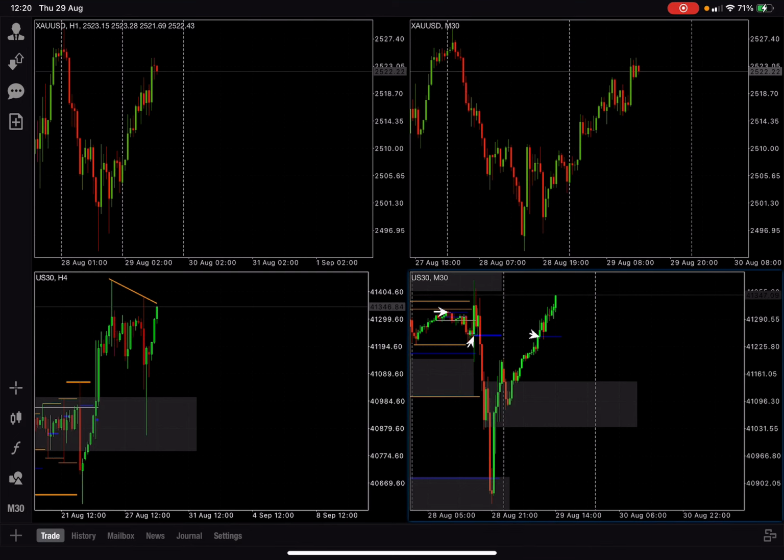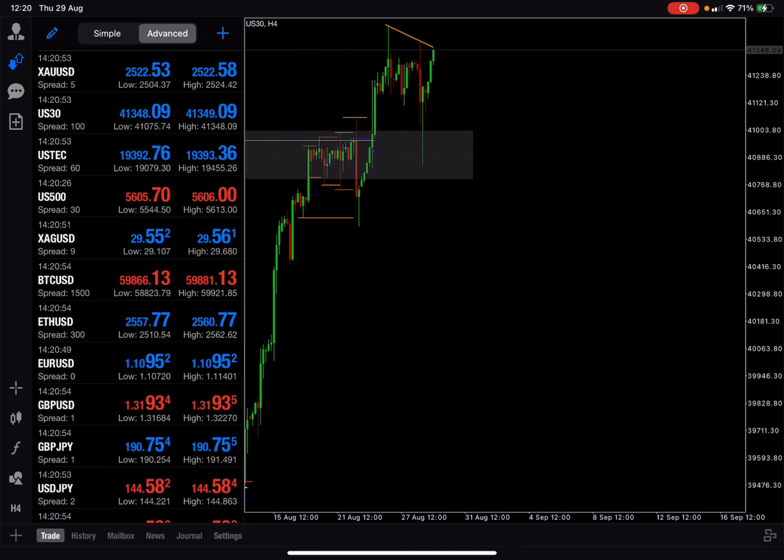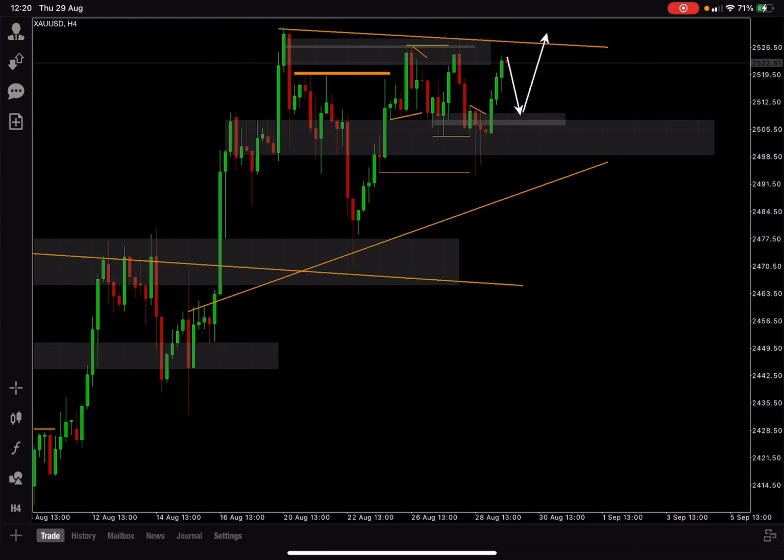So we're going to go over gold and US30 today before GDP. We've got GDP in just over an hour's time from now. We're going to start with gold and just go over what we're seeing on the chart. So we need this chart here. Hopefully you're watching this before the news release.